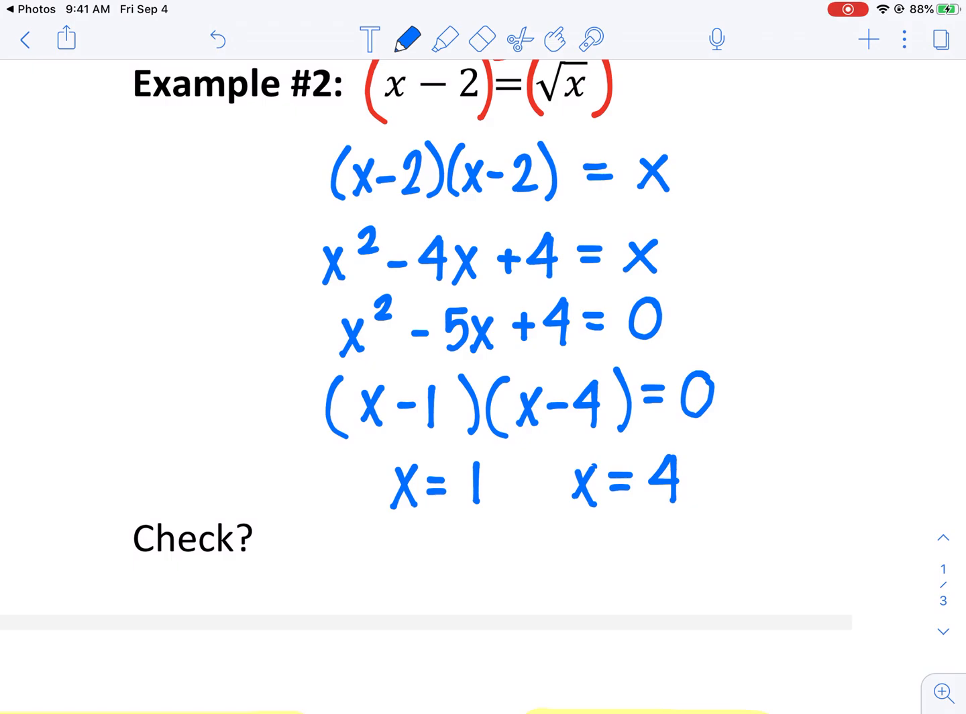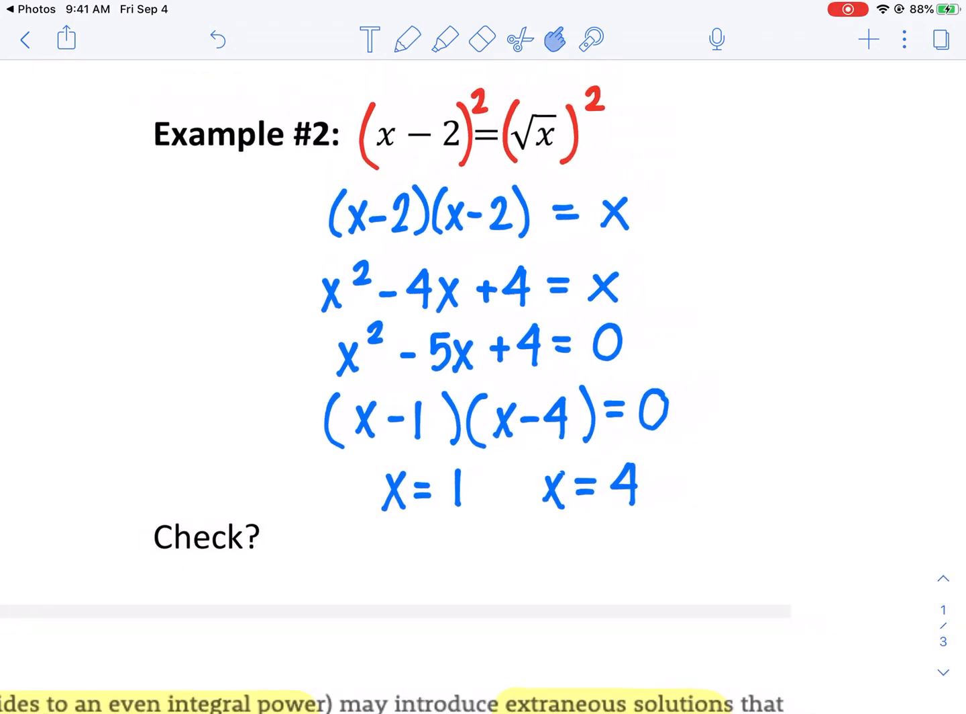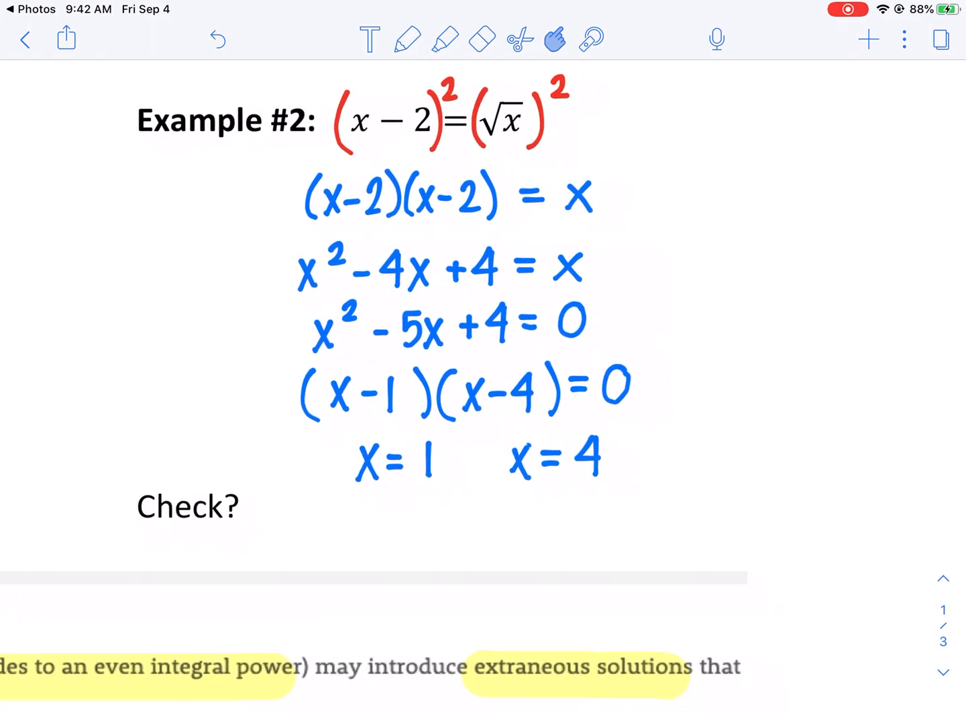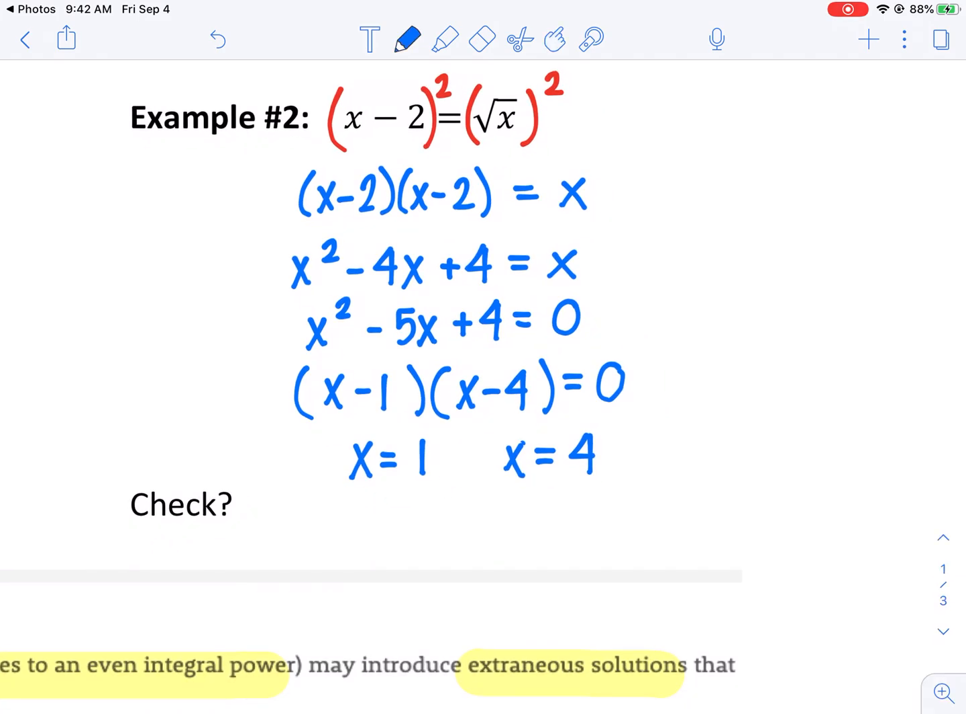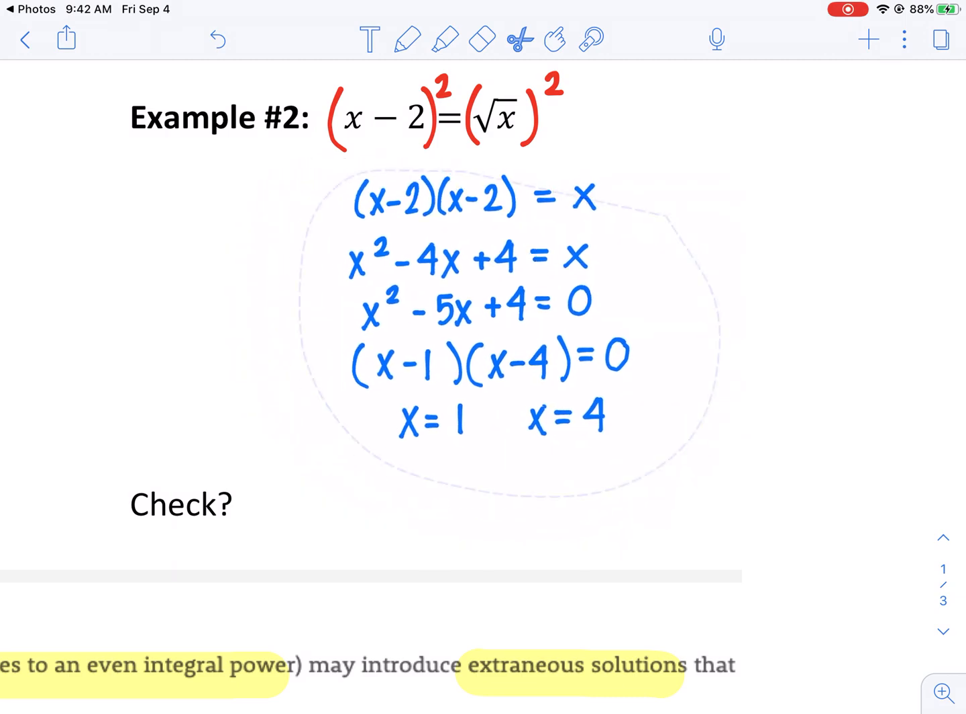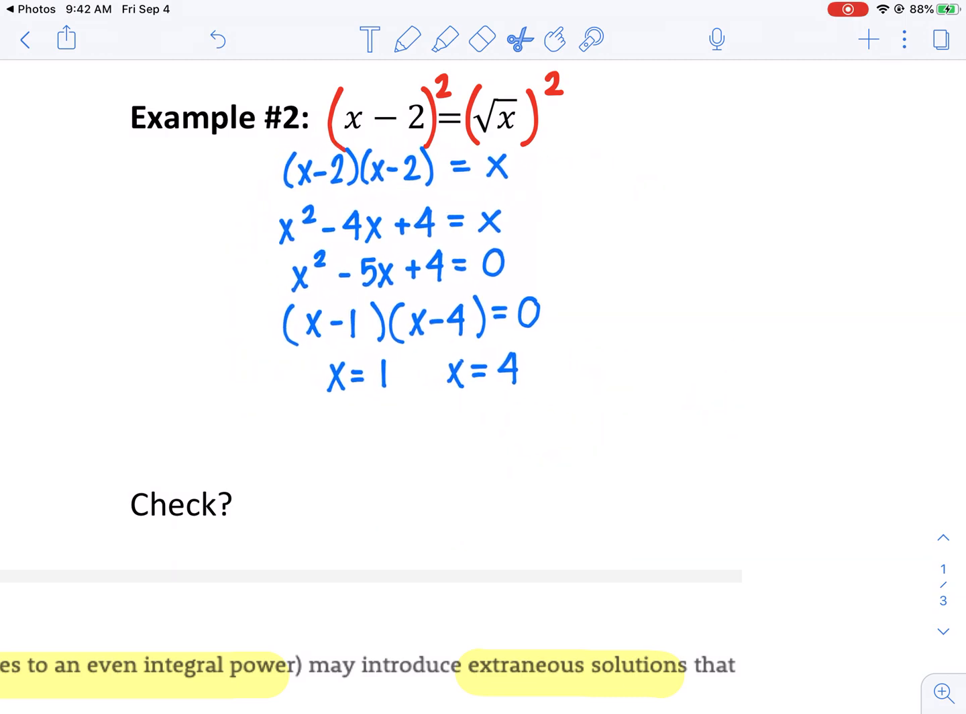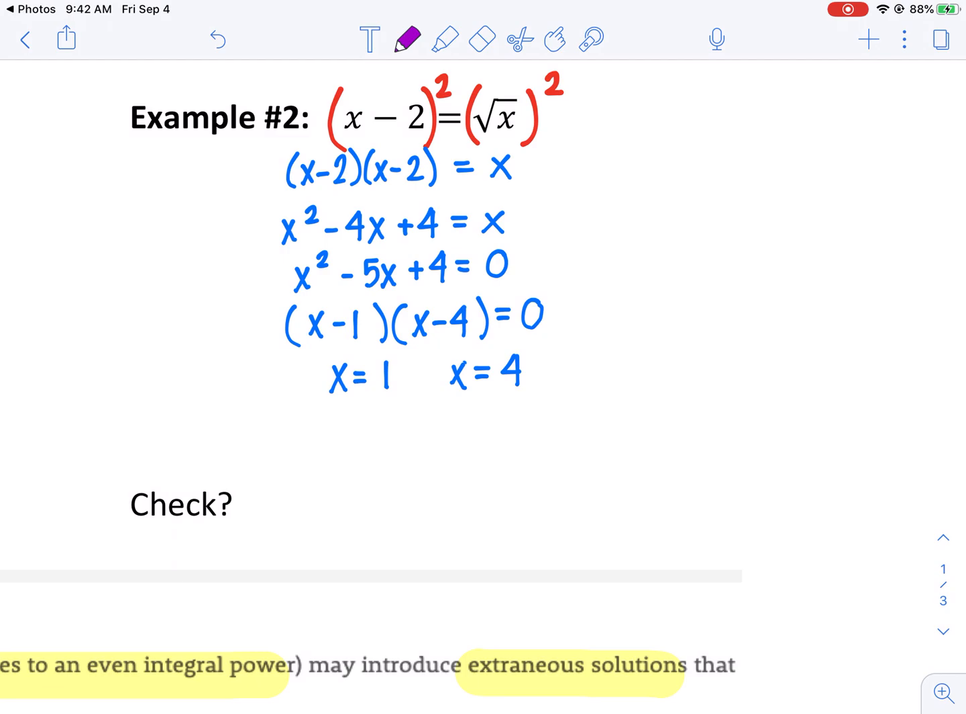Now, before I just circle and say I'm done, I just squared both sides, so I need to check for extraneous solutions. That means we have to check both of these answers in the original problem. So my check, I'm running out of room. Sorry, I'm going to squeeze this up here. Okay, I'm going to first check 1.